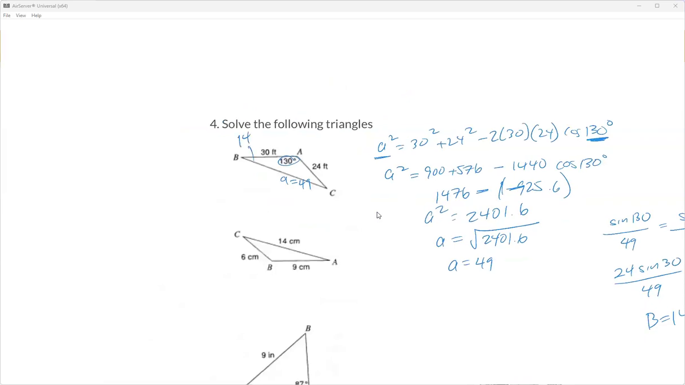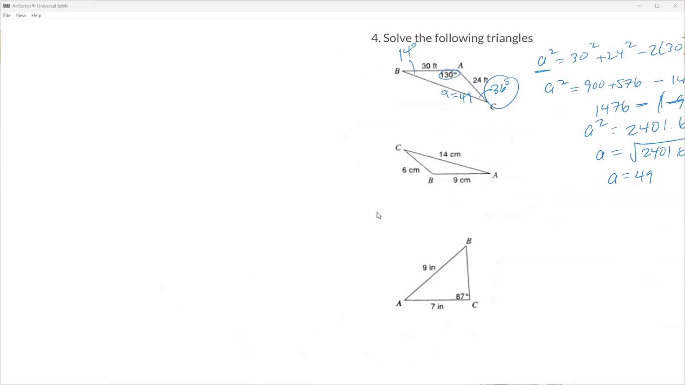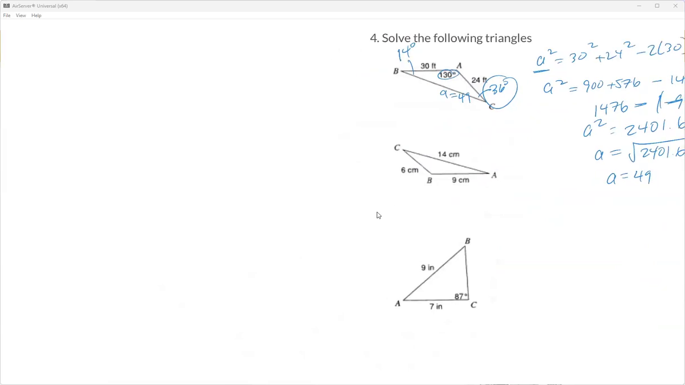So you don't need to do law of sines again. You could just add 130 plus 14 and subtract it from 180. You get 36, so that's 36 degrees. You good? So pretty much you have to get two angles. Once you get two angles, you can get the third one by subtracting from 180. This one is the inverse cosine you're going to use.